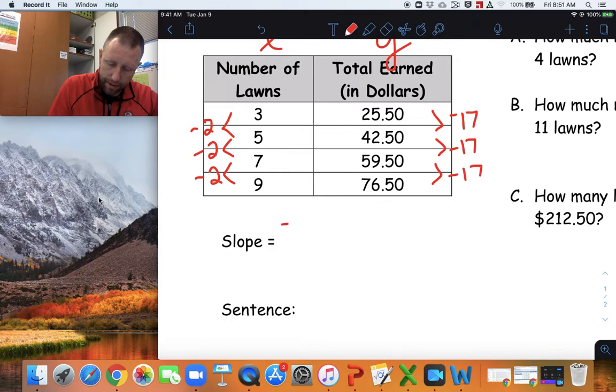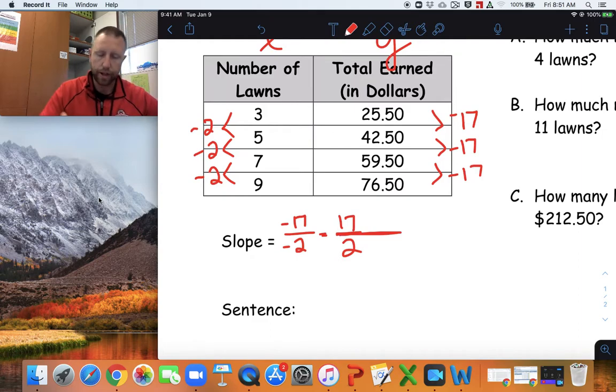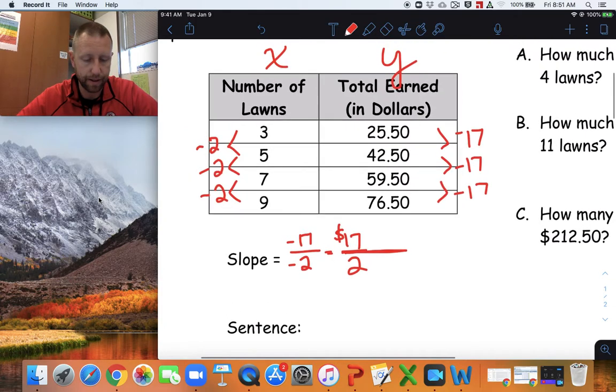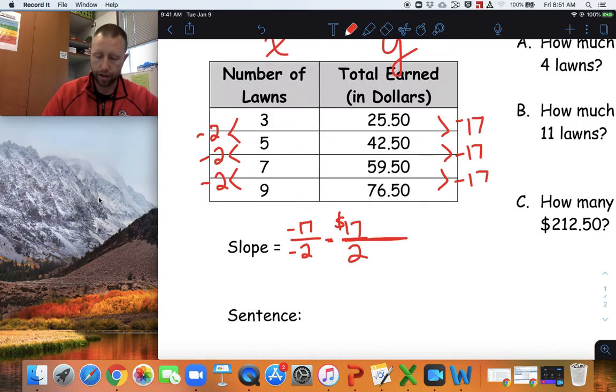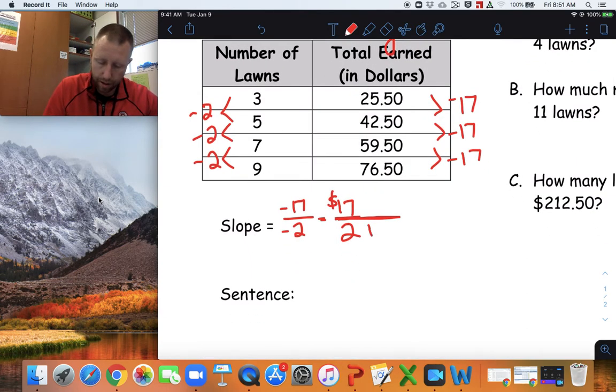Let's write that out. So it's negative 17 over negative 2, which really is just 17 over 2. And now I can include my labels here. So I know that the y-axis is representing the total earned in dollars. So I'm just going to use the dollar symbol. If you want to write out the word dollars, more power to you. But then on the x side of the table, that is the number of lawns. So I'll just put lawns there.